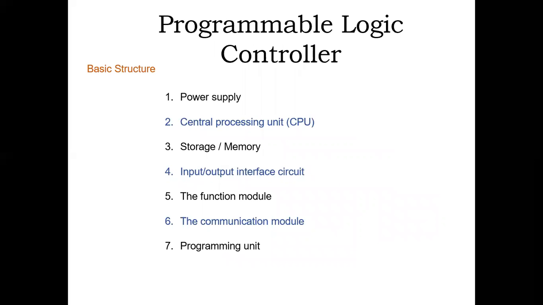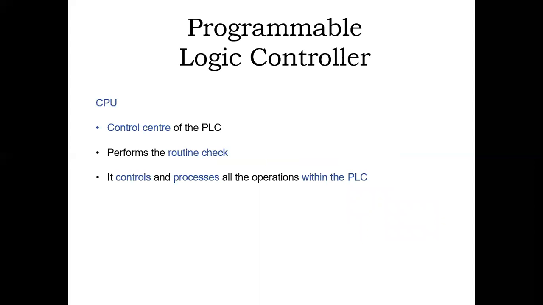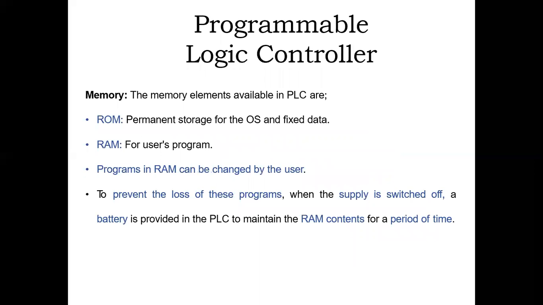So this is the basic requirement for a PLC. As we already discussed, that is the power supply, CPU, storage or memory, input and output interface circuit, the function module, the communication module, and the program unit. The CPU is the control center of the PLC and performs the routine check. It controls and processes all the operations within the PLC.